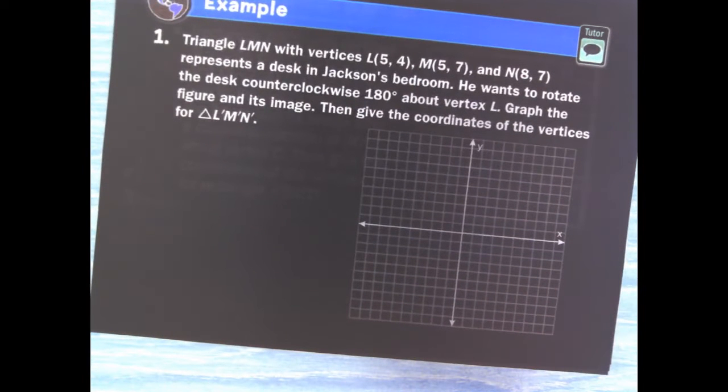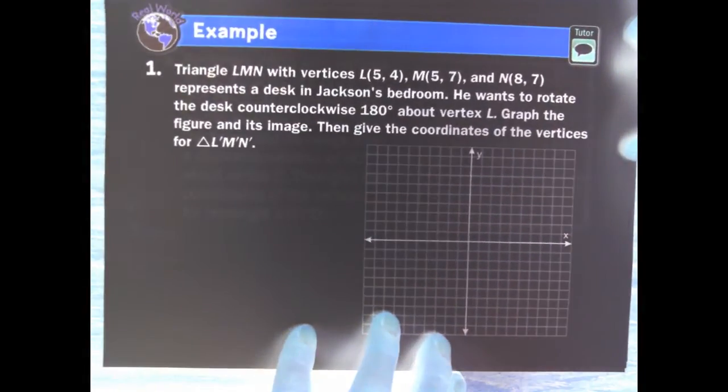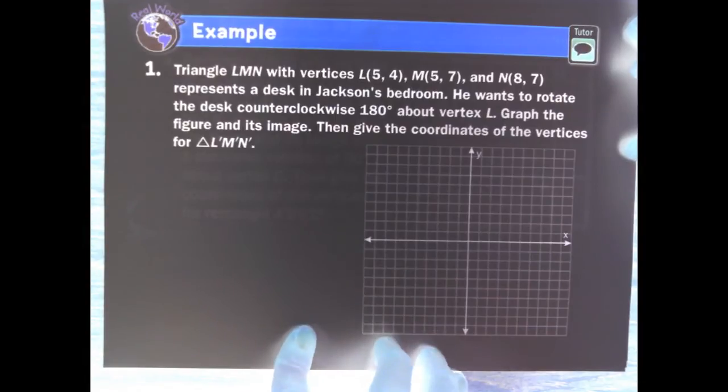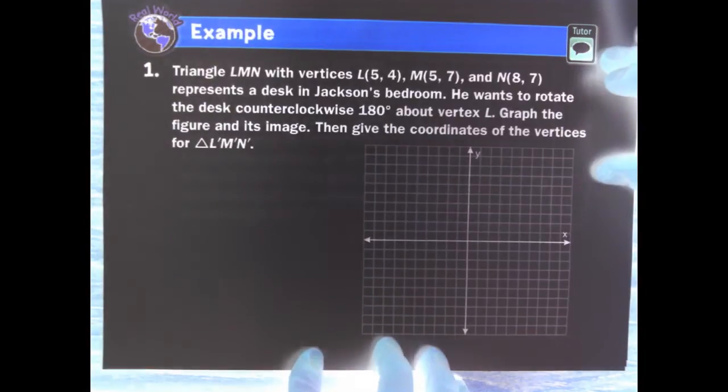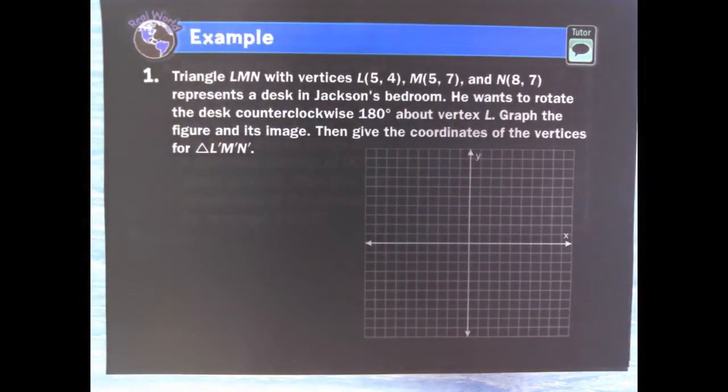So if we take a look here at an example, okay, it says triangle LMN has those vertices, and it represents a desk in Jackson's bedroom. He wants to rotate the desk counterclockwise 180 degrees about the vertex L, graph the figure and its image, then graph the coordinates of the vertices. Okay, so I'm going to start by graphing my pre-image.